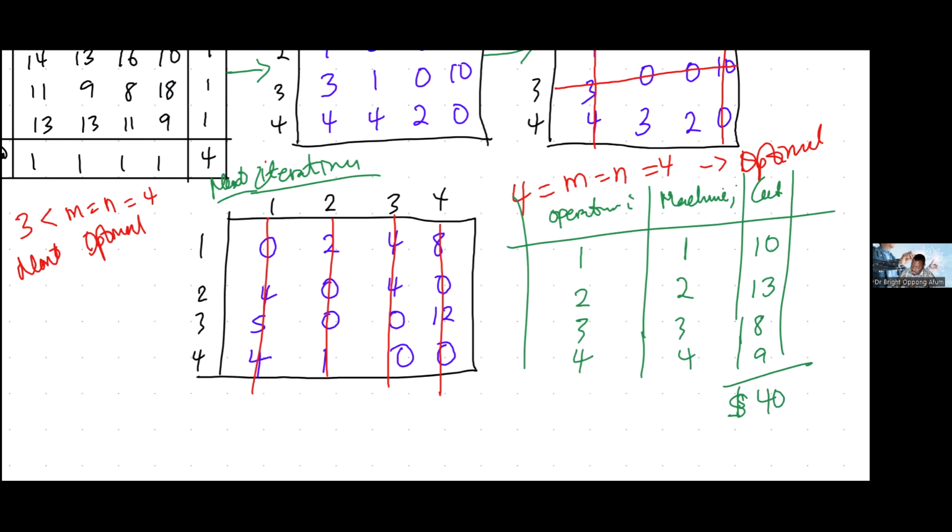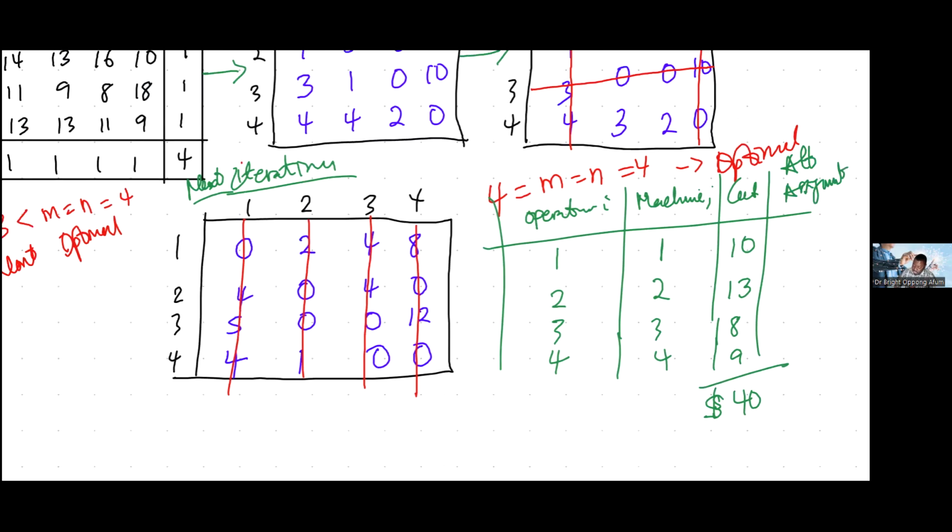Yeah, we also have an alternate assignment, right? With the alternate assignments, we'll see that 1 can still be assigned to 1, right? And 2 could be assigned to 4. 3 could be assigned to 2. Then 4 can be assigned to 3, right?